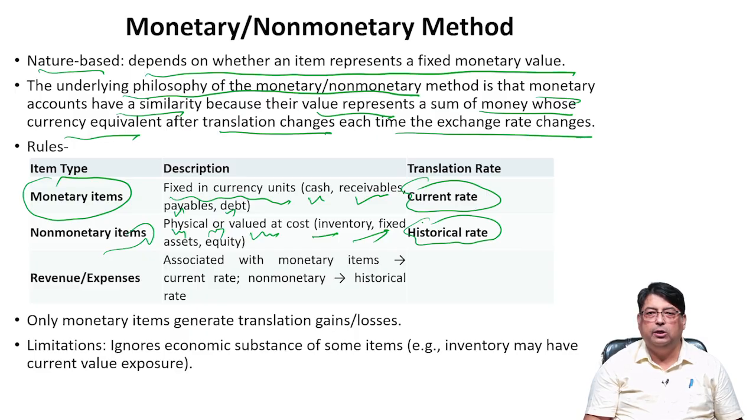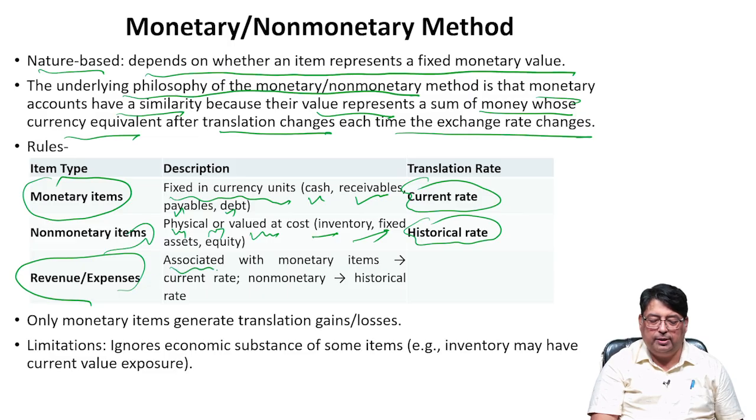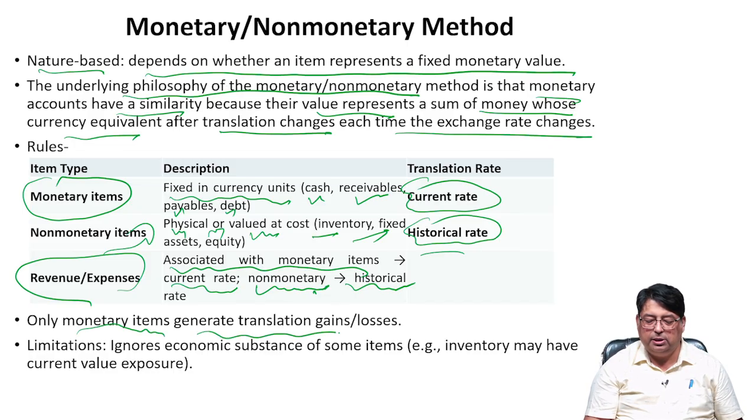So, here you see there is a basic difference between the first two methods, that is current non-current and monetary non-monetary method. Revenues and expenses which are associated with monetary items are translated at the current rate, and those associated with non-monetary items, whose nature is non-monetary, are at the historical rate. So, only monetary items generate translation gains and losses, because for non-monetary items historical rates are used. It means that they will not lead to any amount of book losses or book profit. It is only the monetary items.